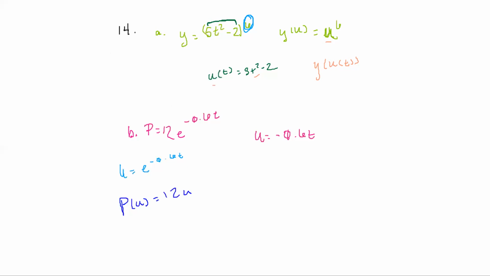Just for future reference, the way that I would have solved it would have, I'm kind of setting you guys up for integration here, which is way down the line, but that's where my brain kind of goes. I would say that u is equal to negative 0.6t, and then p of u is equal to 12e to the u. But both of these are correct.